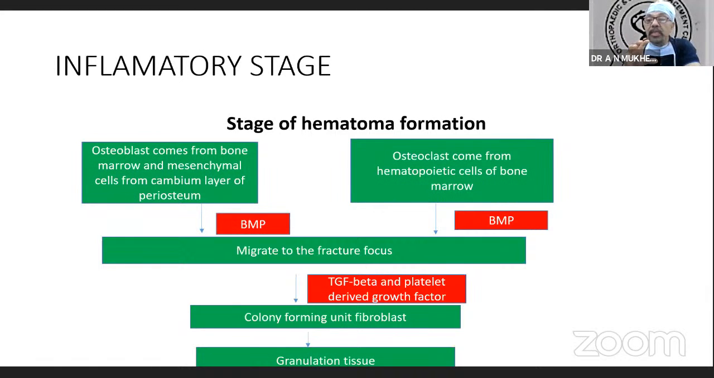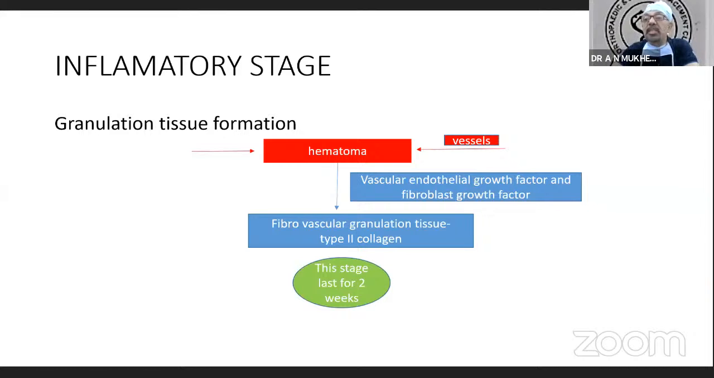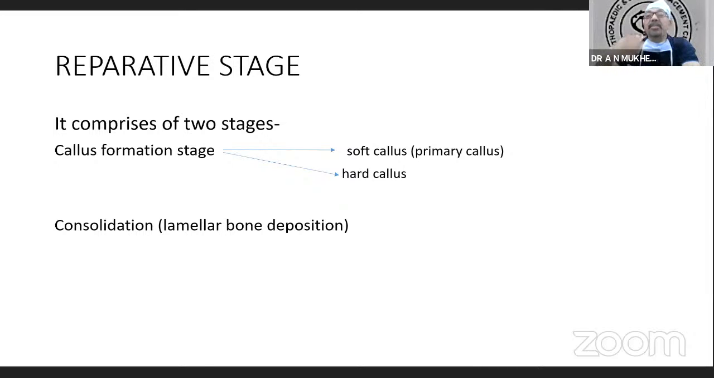The colony is formed using fibroblasts, and the granulation tissue mass is formed. This granulation tissue mass has the hematoma and has sprouting vessels. The vascular endothelial growth factor and the fibroblast growth factors come into the picture. The fibroblastic granulation tissue makes type 2 collagen, and this stage lasts for 2 weeks. And thereafter, the reparative stage starts.